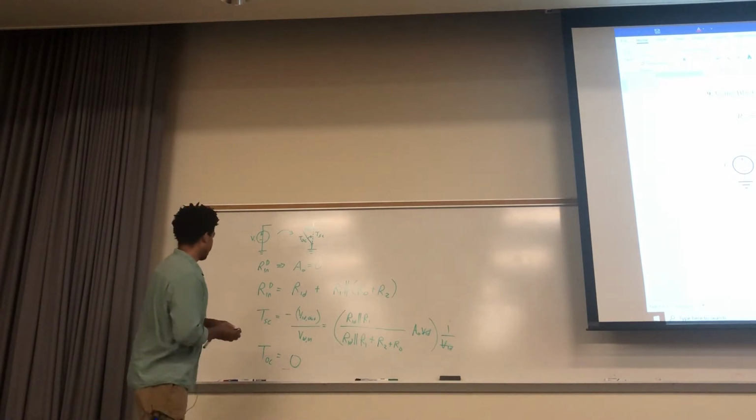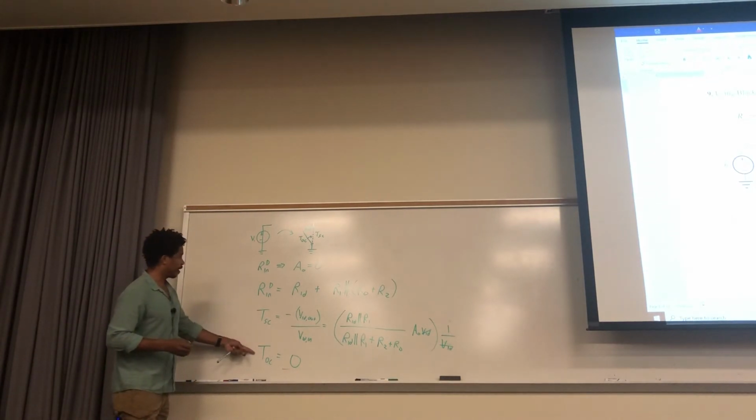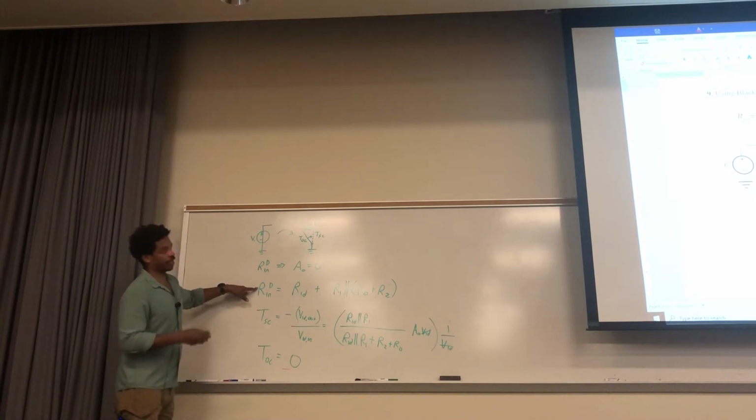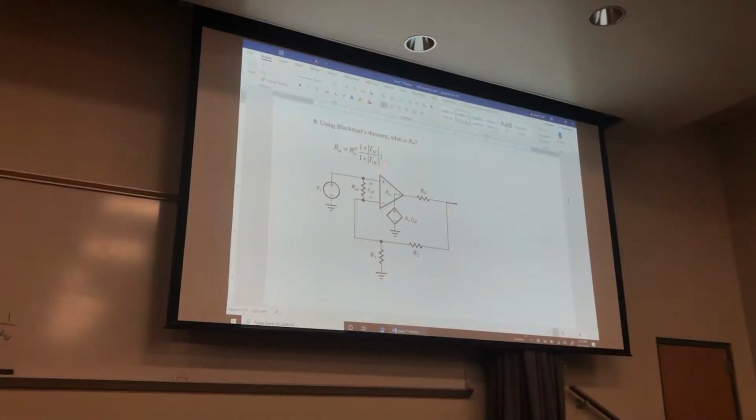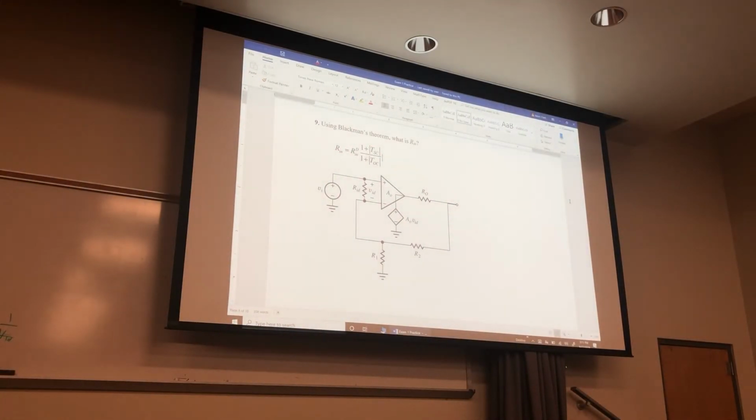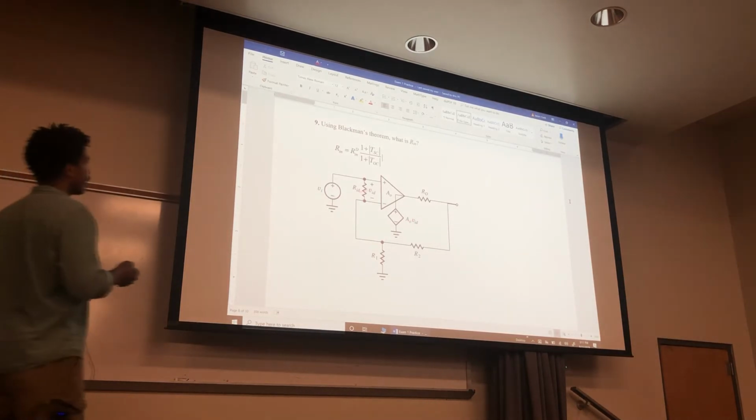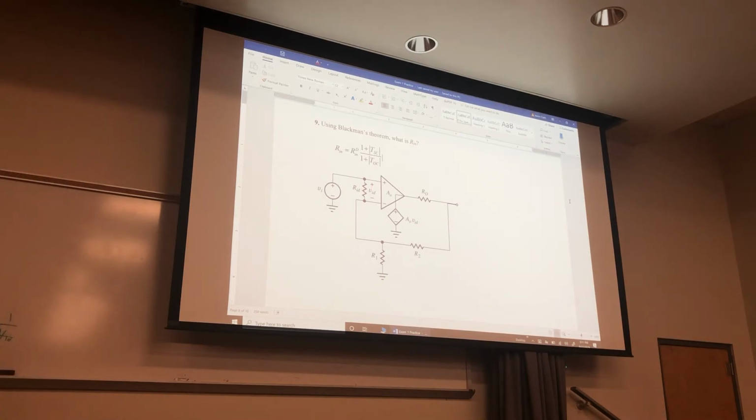So all you have to do is take these two things and plug them into Blackman's theorem right there, and that's going to be your Rn. Yes? How did you get to 0 for that? Because wouldn't you have that it's over 0 in that case? Oh, you're talking about this right here? So you said the open circuit's 0, right? But if VID is 0, wouldn't that give you something over 0 for your T open circuit?